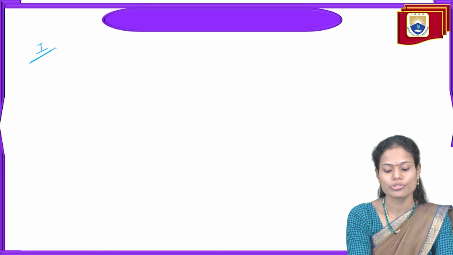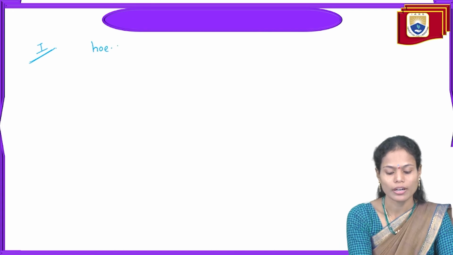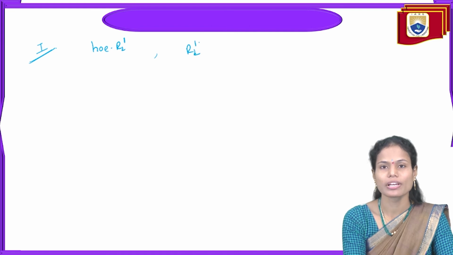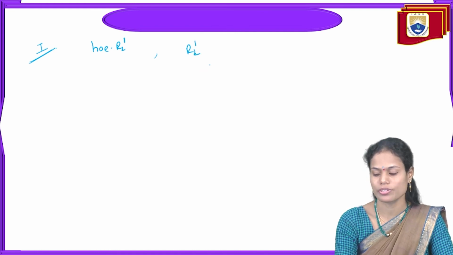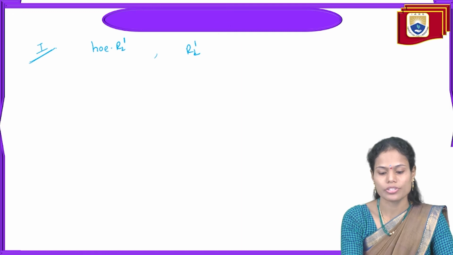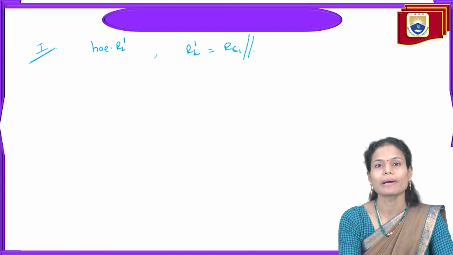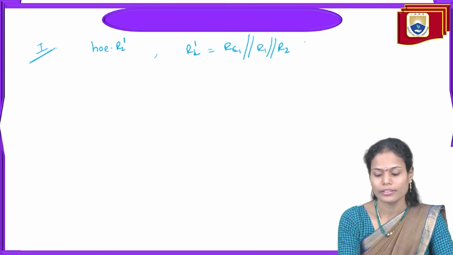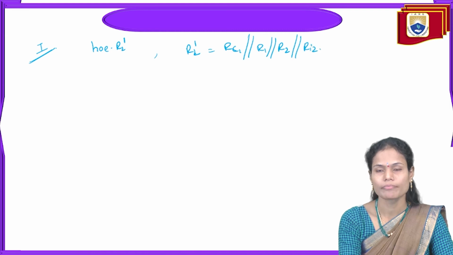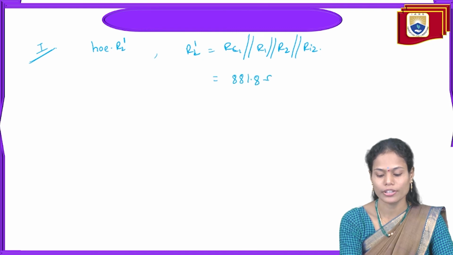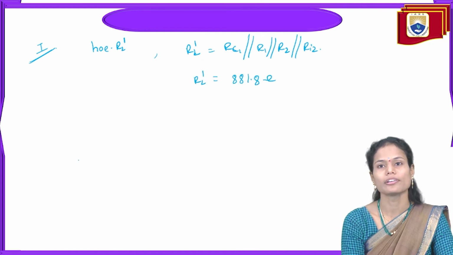Again, for that, we need to check the HOE into RL dash value. To find RL dash, we have to consider all the resistances in the hybrid equivalent circuit. We have the collector resistance RC1, in parallel with the potential divider network R1, R2, and that is in parallel with the input resistance. If we substitute all these values, we get 881.8 ohms as the RL dash.